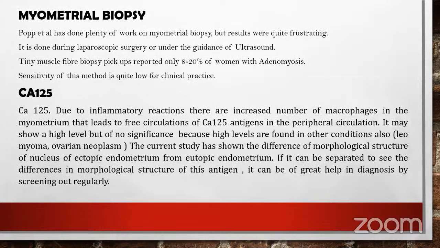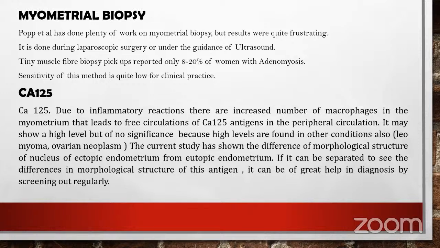Myometrial biopsy. Popp has done plenty of work on myometrial biopsy, but the reports are quite frustrating. It is done during laparoscopic surgery or under guidance of ultrasound. Tiny muscle fiber biopsy pickups report only 8 to 20% of women with adenomyosis. Sensitivity of this method is quite low for clinical practice.